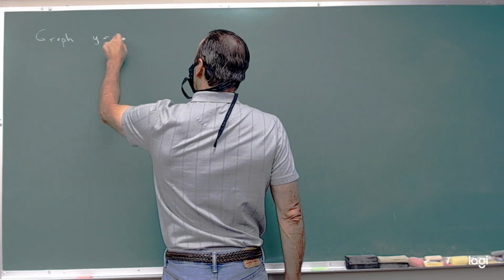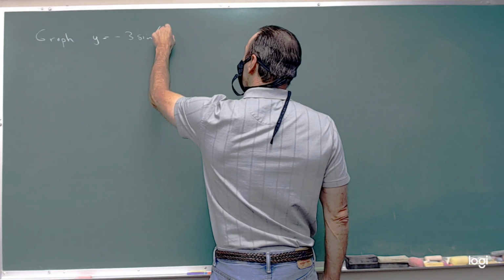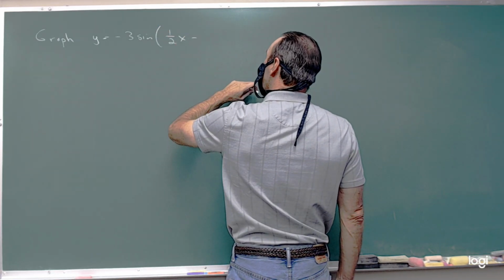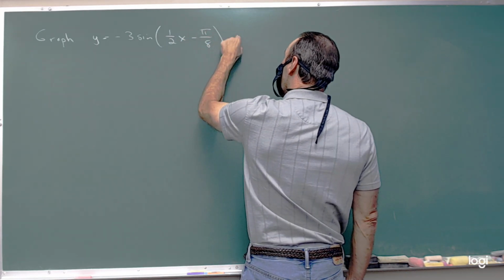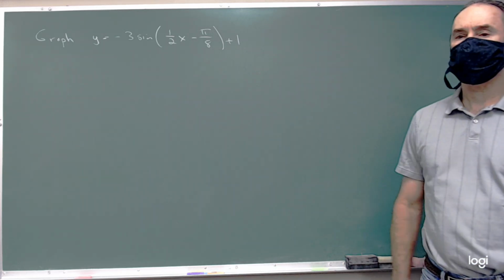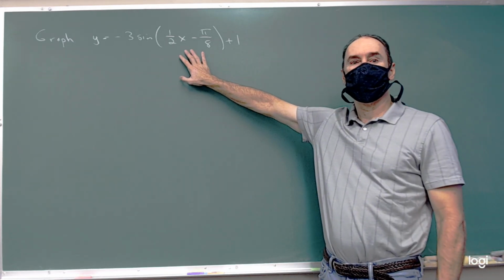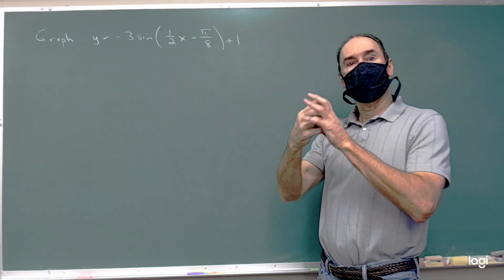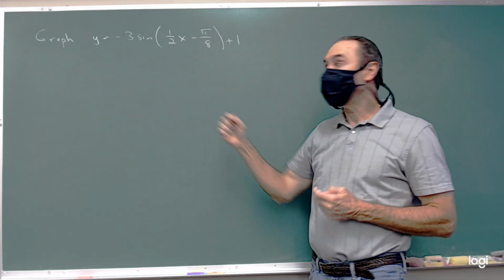So I'm going to give you one that you're going to have to factor first. Let's do -3 sine of 1/2 x minus pi over 8, and then plus 1. So here's where we're starting. Inside the sine, you can see it has not been factored. So that's the first thing we want to do: whatever's in front of the x is going to get factored out of both of these terms. So we're going to factor out the 1/2.